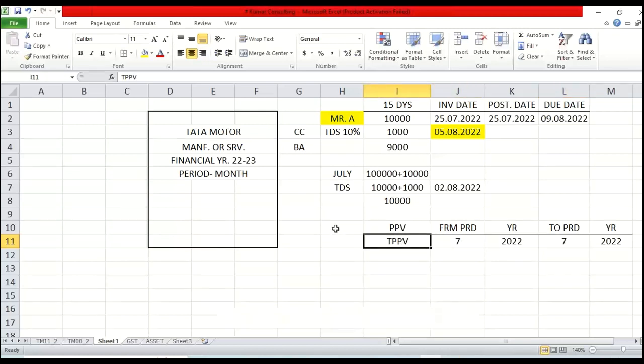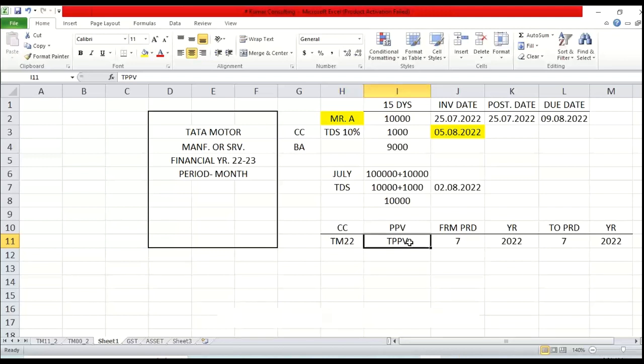And this posting period variant is going to be linked with our company code. It means it is going to be assigned with our company code. Whatever the company code is there. Let's suppose 0102. Let's suppose TM22 is my company. So this is going to be linked with your company code.